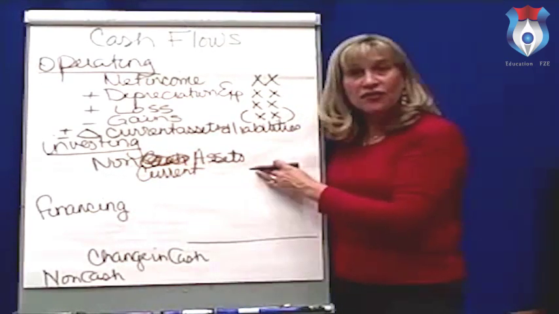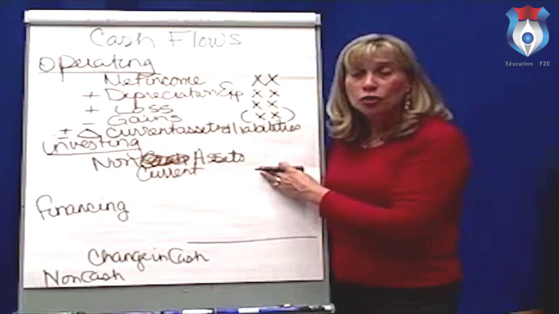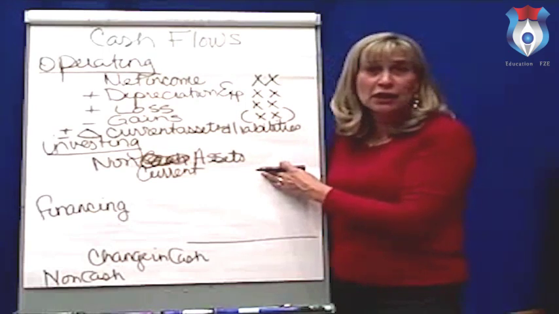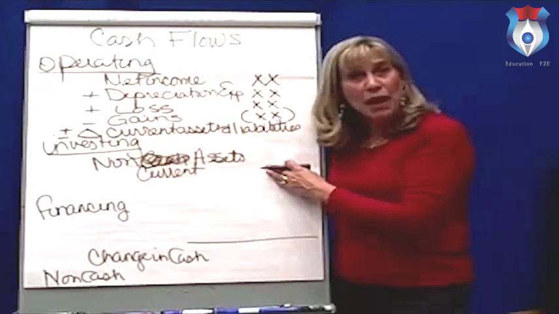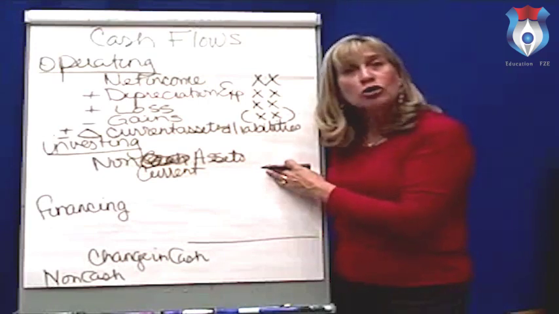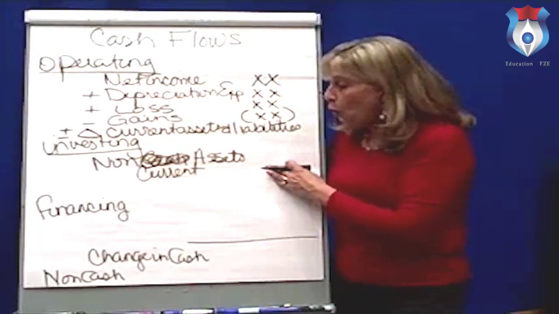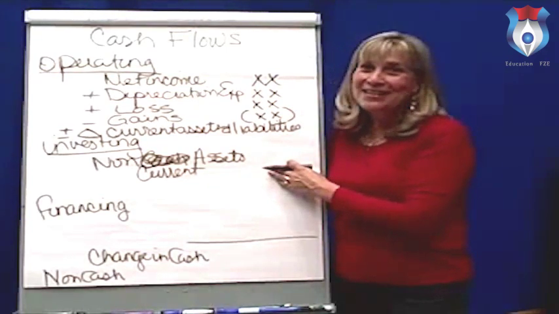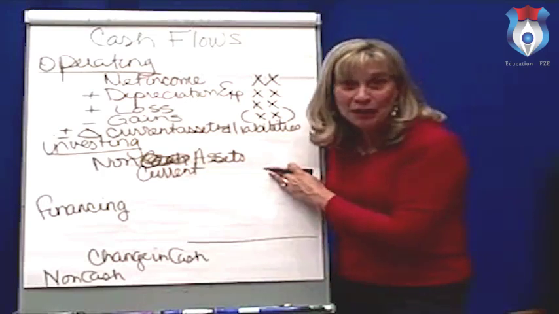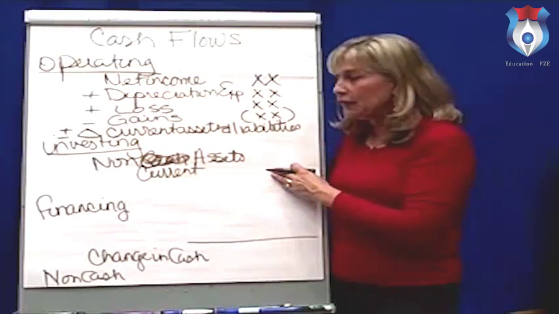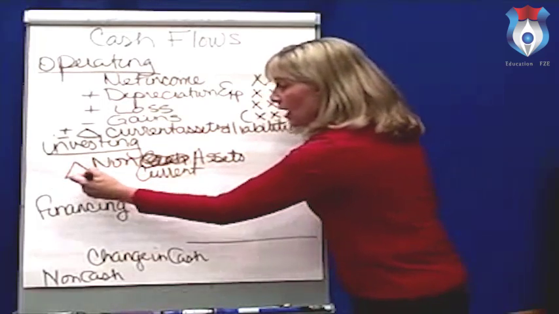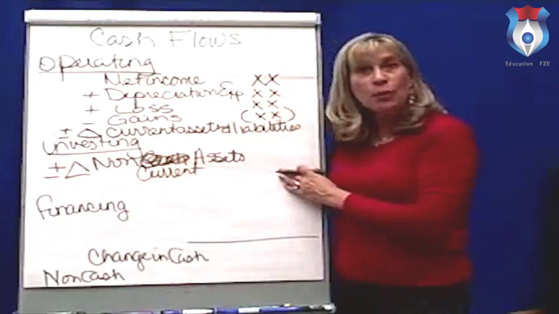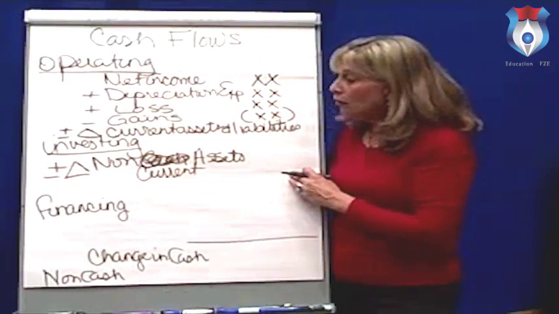The non-current assets that I'm talking about are your long-term investments. Not the investments that you make because you've got a little extra cash around and you want cash management investments, but long-term investments. Or things like property, plant, and equipment. Did you buy a car this year? Did you sell a car this year? Did you buy a building this year? Did you sell a building this year? So those changes in my non-current assets will either bring in cash or reduce my cash because I made those decisions.